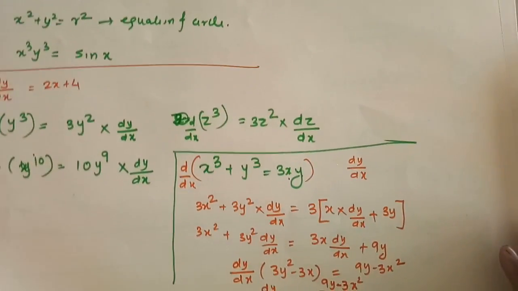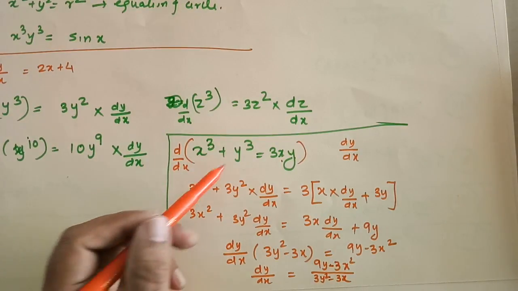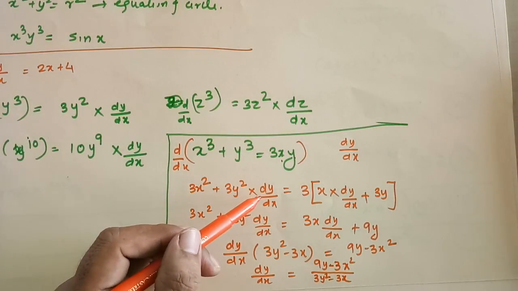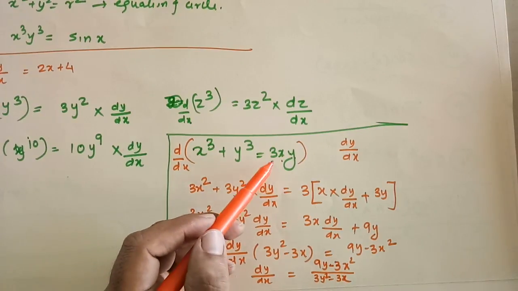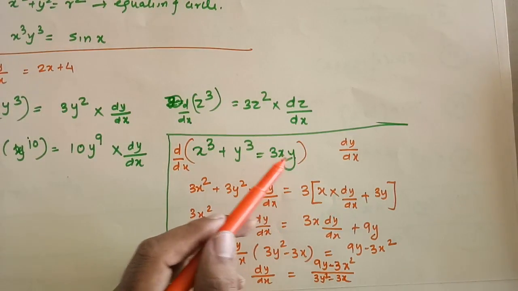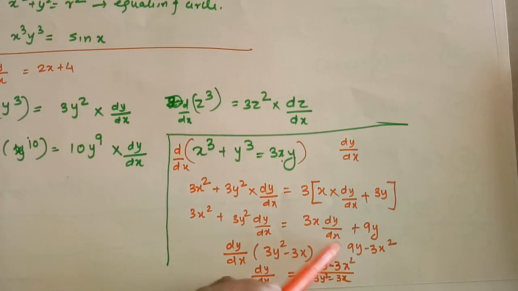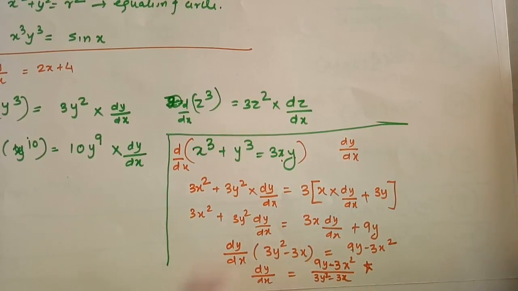So I repeat again: derivative of x cube is going to be 3x squared, derivative of y cube is going to be 3y squared dy by dx, derivative of 3xy is going to be 3 times x dy by dx, because here you are applying the product rule, plus 3 times y. And then you collect dy by dx terms together, on the other side you divide, but after taking dy by dx common, you're going to get this expression. So this is your answer.